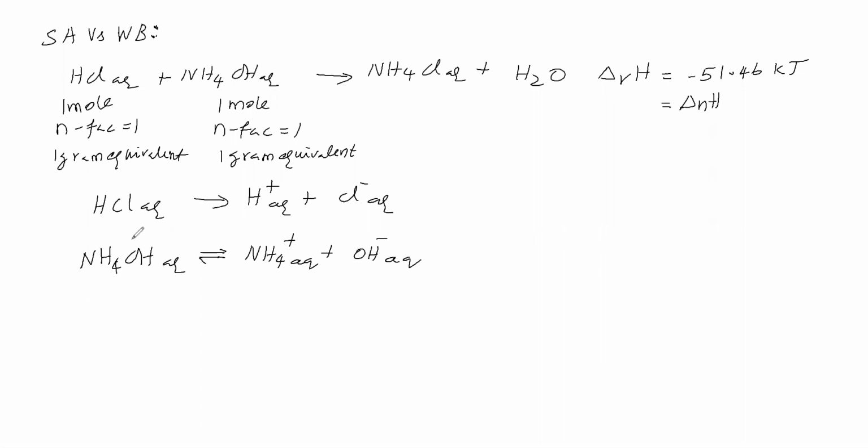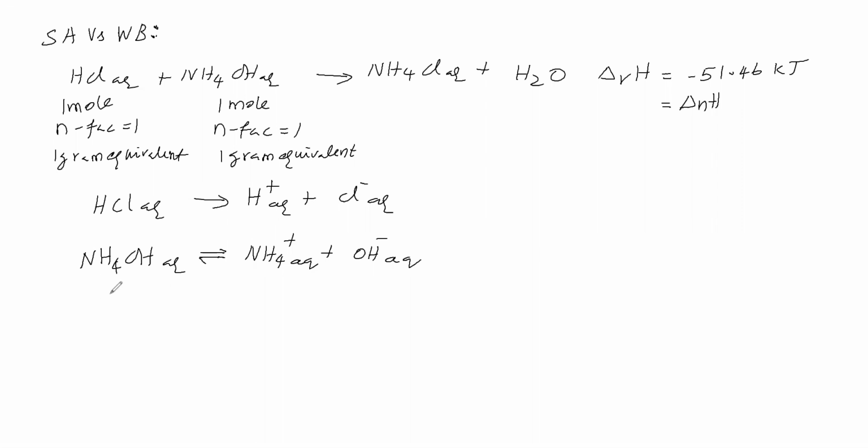So ammonium hydroxide aqueous undergoes ionization to give ammonium ions and hydroxide ions. This ammonium hydroxide is a weak base. Weak base means it will not undergo complete ionization. It undergoes partial ionization, giving ammonium ions and hydroxide ions only partially.